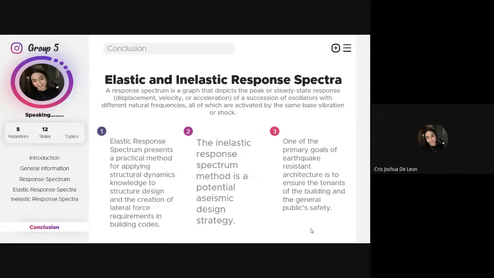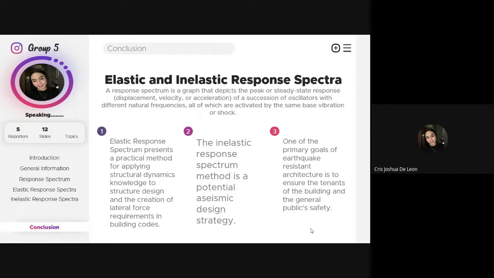For the conclusion, an elastic response spectrum is a graph that depicts the peak or steady state response, the displacement, velocity or acceleration, of a succession of oscillators with different natural frequencies, all of which are activated by the same base vibration or shock. An elastic response spectrum presents a particular method for applying structural dynamics knowledge to structure design and the creation of lateral force requirements in building codes.